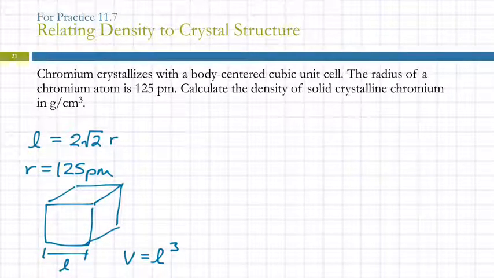They want the density. What do I need to calculate the density? I need the mass and the volume, right? So density equals mass divided by volume. You can choose any quantity of this to do. I'm going to choose to do 1 unit cell. I'm going to find the mass of the unit cell, and I'm going to find the volume of the unit cell. How many atoms are in a body-centered cubic unit cell?